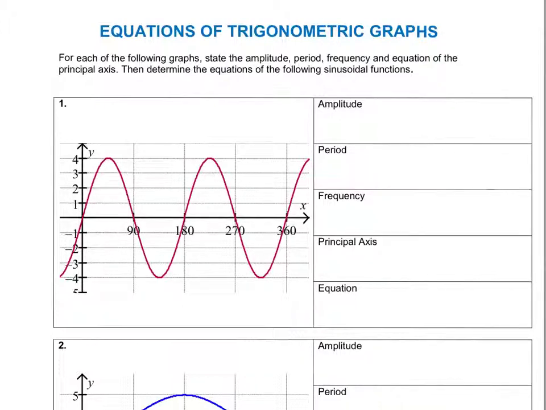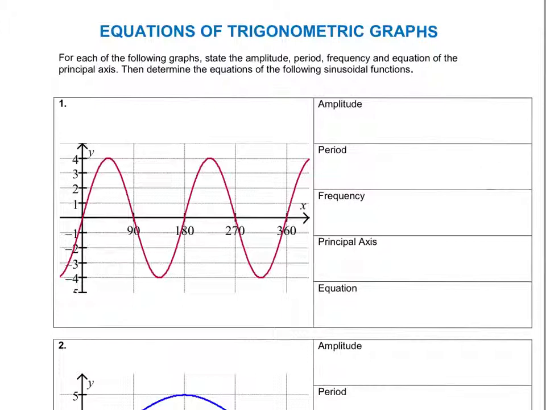In order to do that, there's a couple of things that we can state specifically: amplitude, period, frequency, principal axis, just by looking at the graph. And using those four pieces of information, we can come up with the equation for the graph. So let's start on the first one. I'd like you to try and fill out the first four pieces of information, and then we'll come together and figure out the equation.